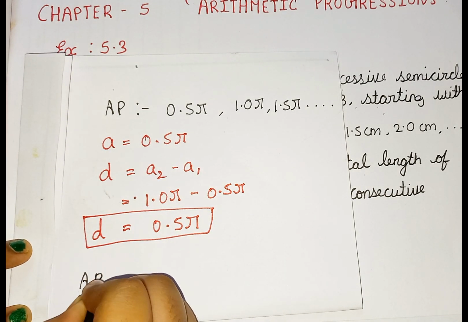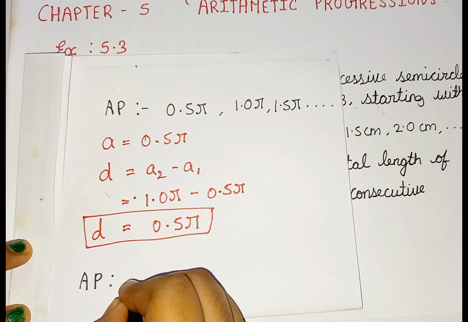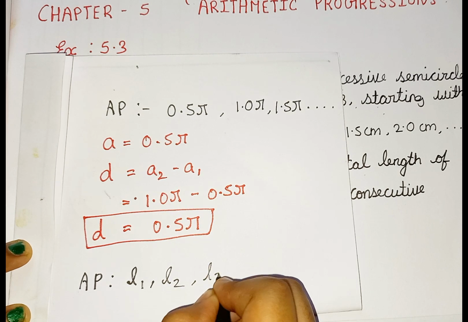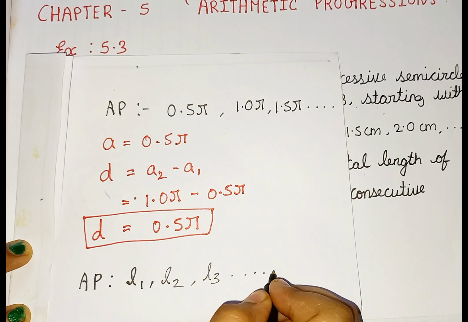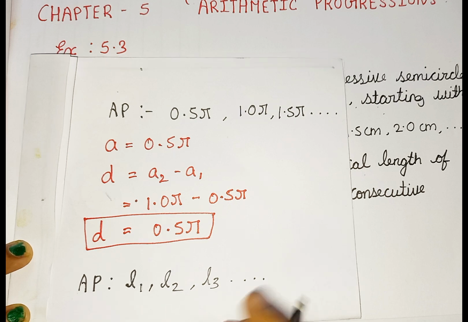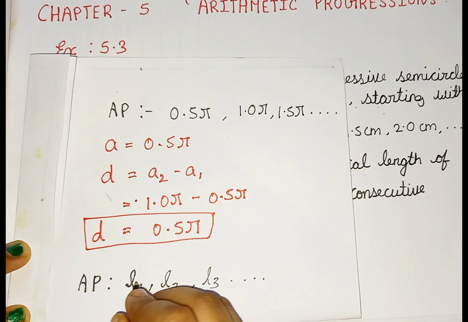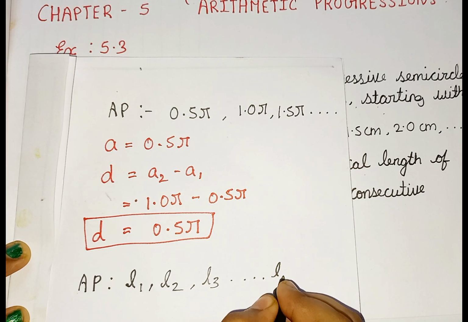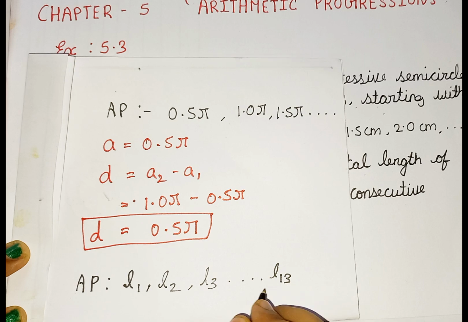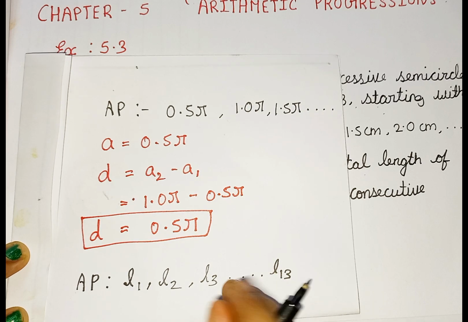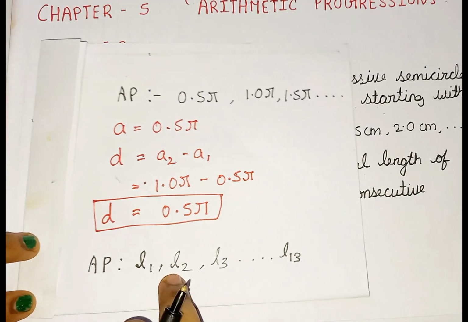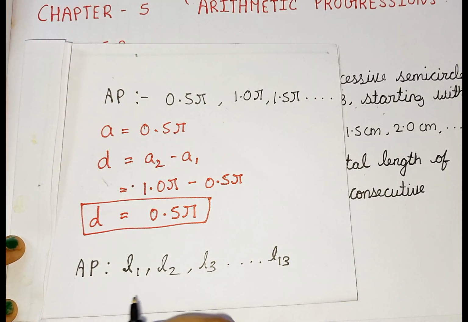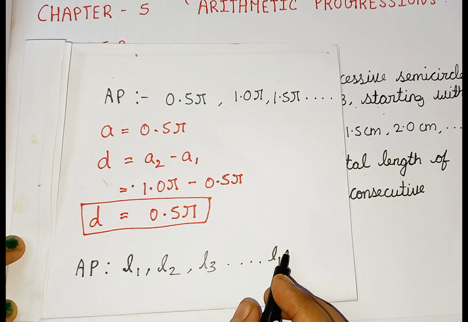So one more thing I can do is, here the AP we can write L1, L2, L3 and so on. Like that, this also I can form as an AP. L1 means length 1, length 2, length 3 and so on. After so on we'll get L13. Why? Because there are 13 consecutive semicircles. For the 13 consecutive semicircles we want to find the length, right? So that's why I just wrote so on and then L13.